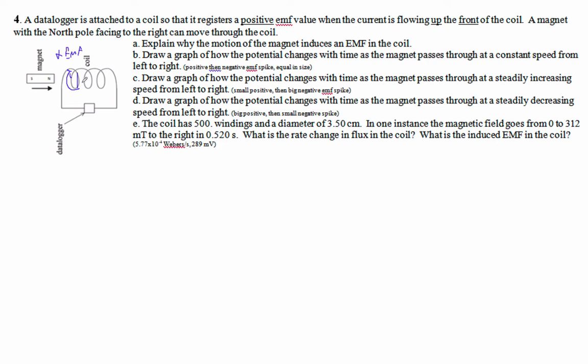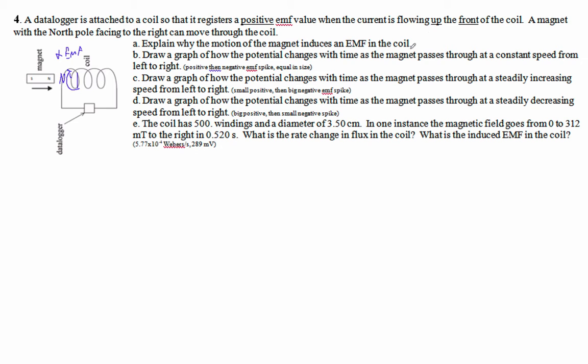Okay, so let's just look at this. Take your right hand and pretend you're wrapping it around a coil. Notice that when the north pole is on the left side, that's when the current's flowing up the coil, right? So in this particular instance, as that magnet approaches, we're going to get a positive EMF spike.